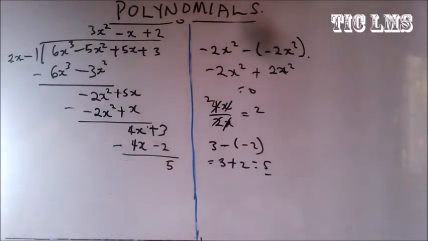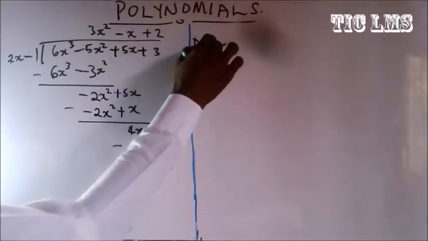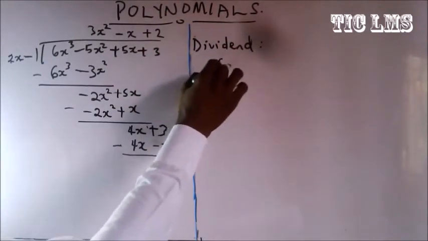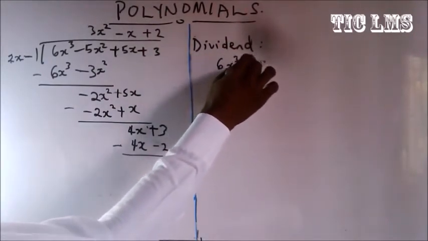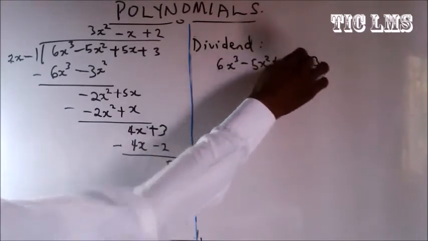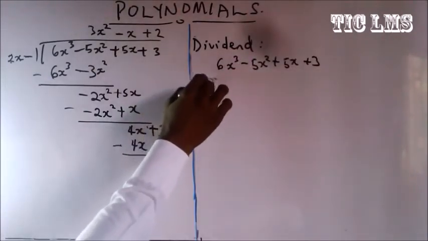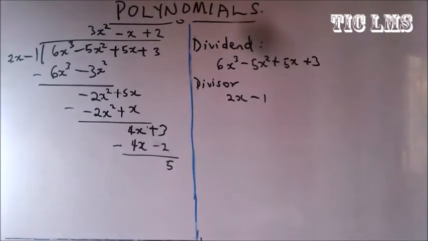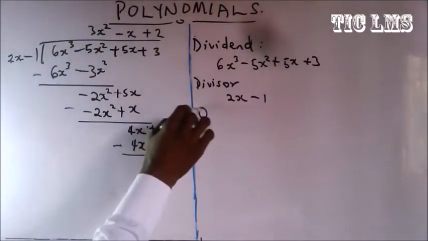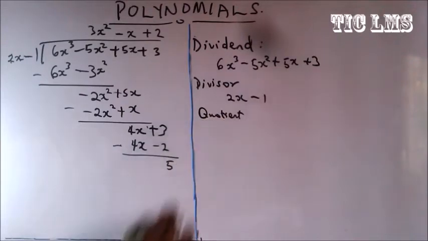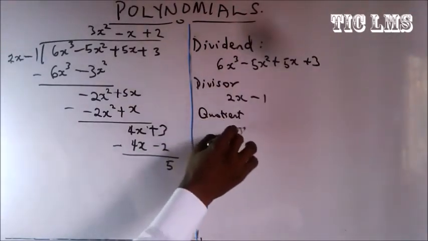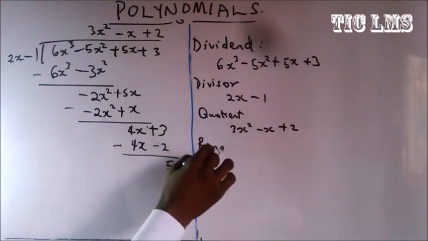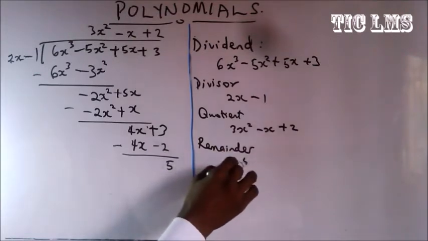Now from all what we've done here, we have the dividend. The dividend is this. That is 6x raised to 3 minus 5x squared plus 5x plus 3. And then we have our divisor, which is 2x minus 1. And then we have this as the quotient. The quotient is 3x squared minus x plus 2. And we have the remainder. The remainder over here is 5.